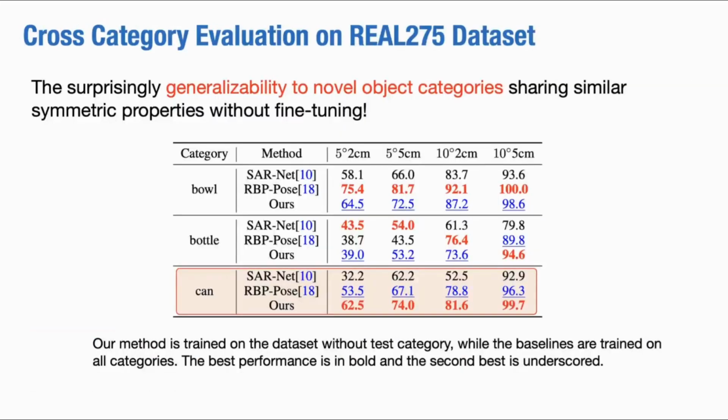Our method shows a better generalizable ability than previous approaches since we don't need a shape deformation process. Without any fine-tuning, our method could generalize to novel object categories sharing similar symmetric properties. Take the can as an example. Our method even surpasses all the baselines directly trained on the can category by a great margin.